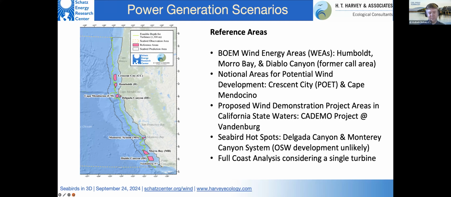And we also looked at 2 seabird hotspots as a way to bookend this analysis. These are included to show the range of seabird densities, and we wouldn't expect any type of offshore wind power facilities or development in these areas. And those areas are Monterey Canyon System and Delgado Canyon.